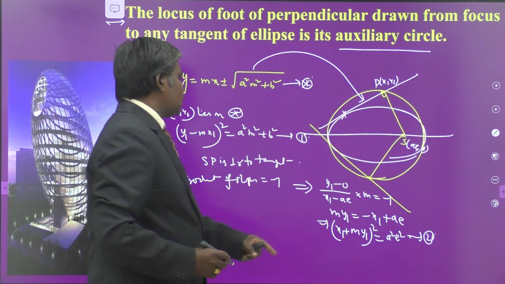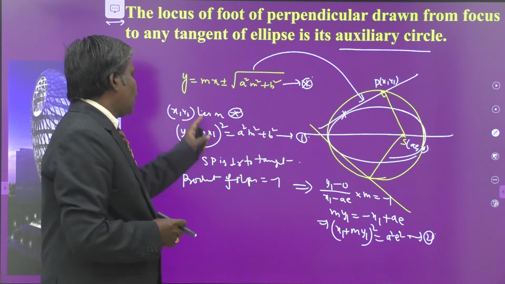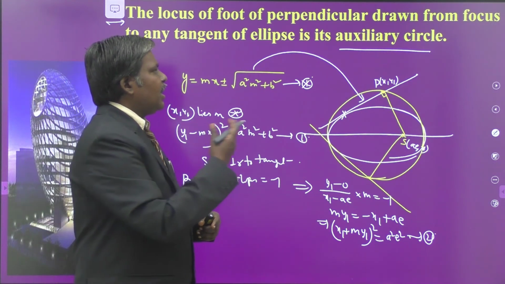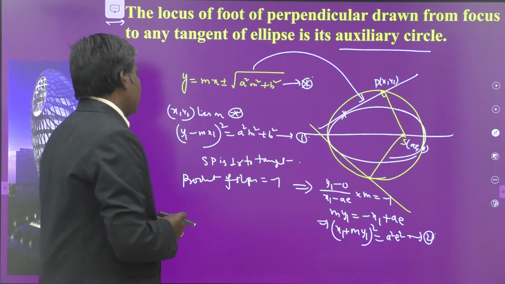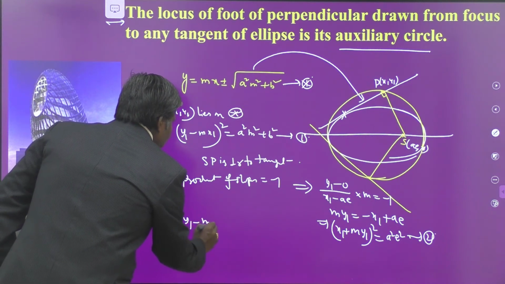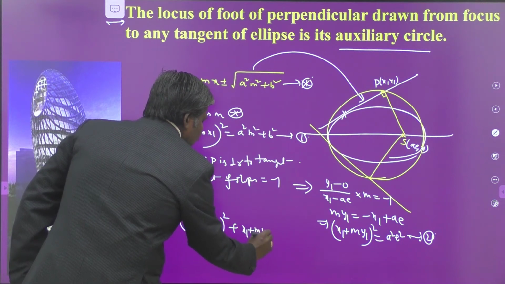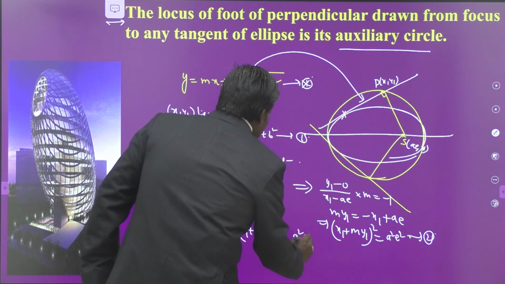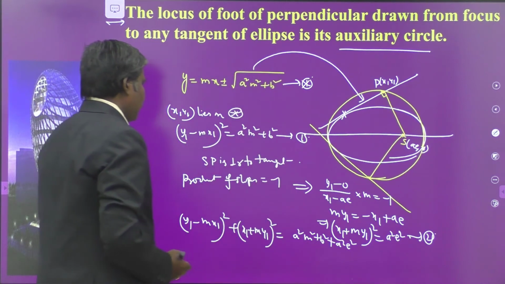From these two conditions, if you eliminate m, we get the required locus. How to obtain the required locus? Just by adding 1 and 2, we eliminate m and then we get the auxiliary circle, that is x square plus y square is equal to a square, my dears. So by adding these two, what we obtain? (y1 minus m x1) whole square plus (x1 plus m y1) whole square is equal to a square m square plus b square plus a square e square.